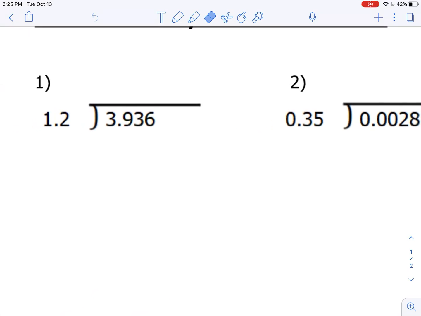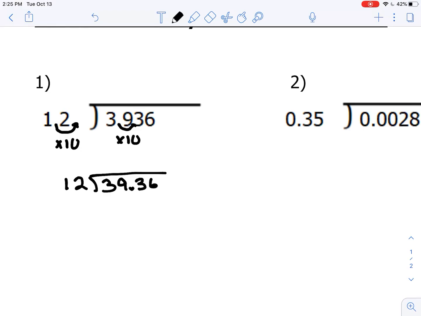So we have 3 and 936 thousandths. We're going to divide by 1 and 2/10. If we have a decimal in the divisor, we need to get rid of it. So we're going to move our decimal point to the right one place. That means we're multiplying by 10. And I'm going to move it one place in the dividend as well, multiplying by 10. So our new problem is 12 going into 39 and 36 hundredths.